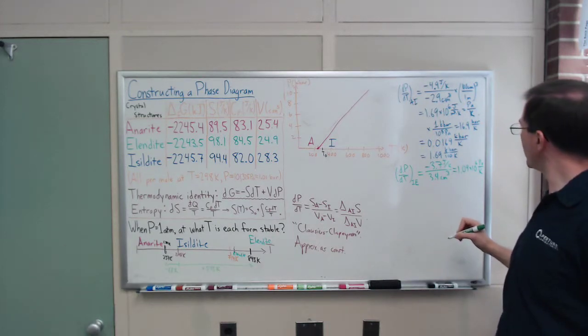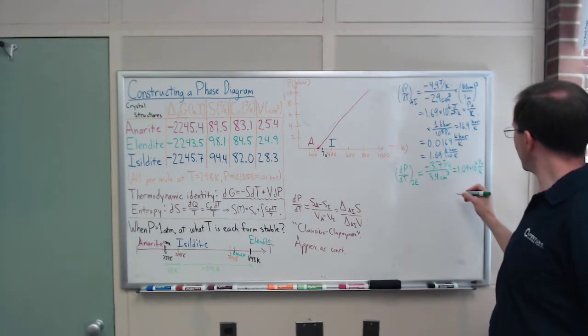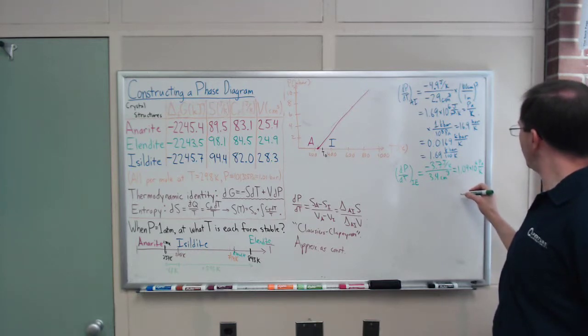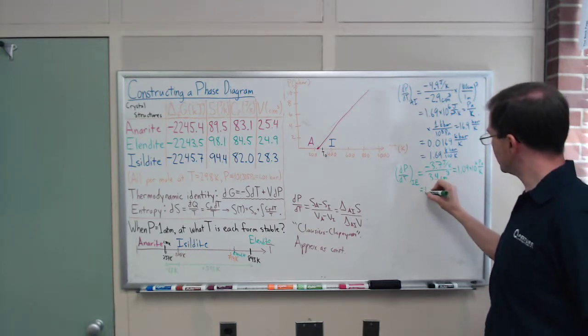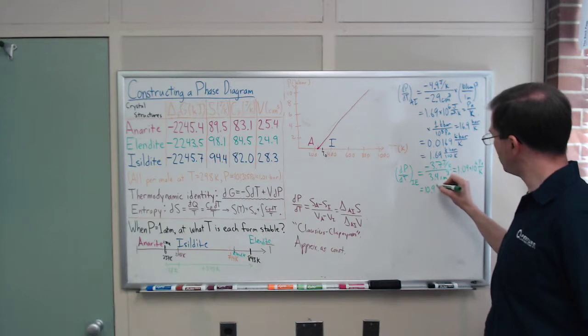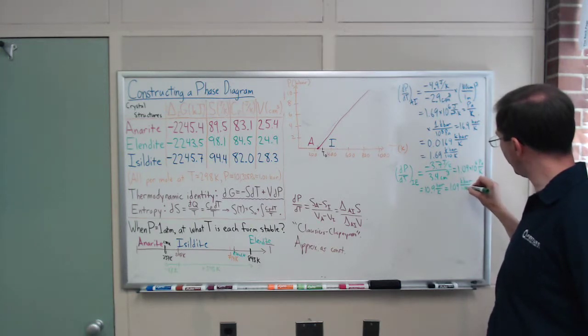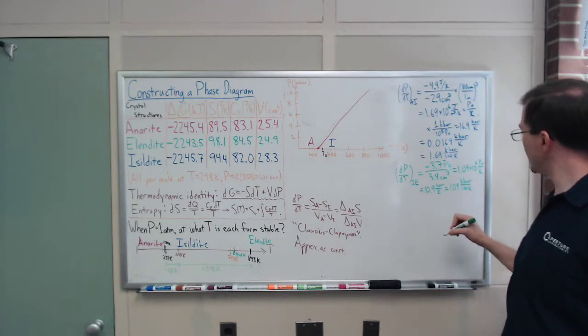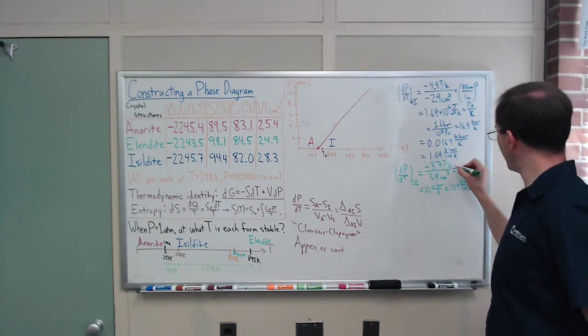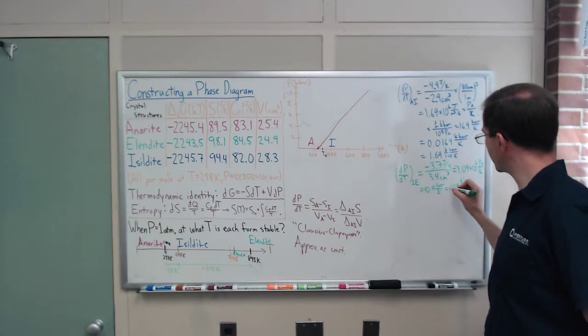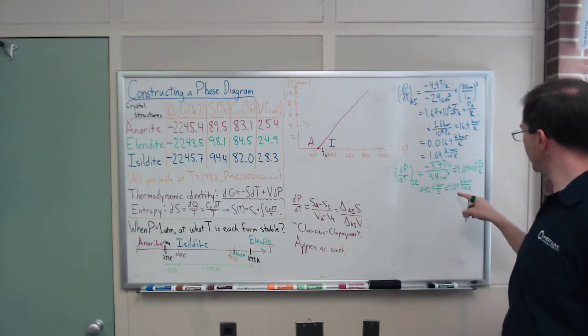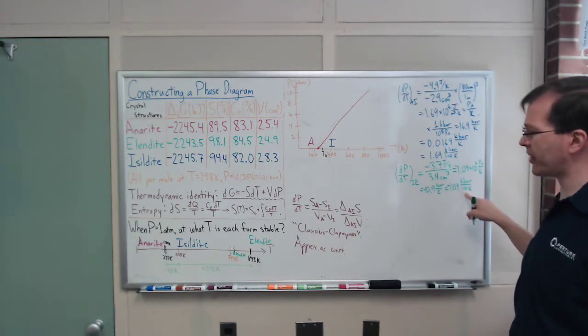Or if I wanted to put it another way, that's 10.9 bar per Kelvin, or it is 1.09 kilobar per 100 Kelvin. But these are negative. I forgot my minus signs. Minus, minus, minus. So that's going to be minus 1.1 kilobar per 100 Kelvin.